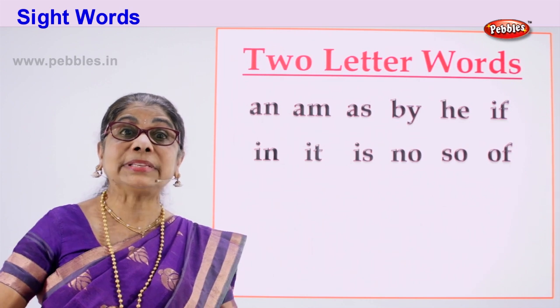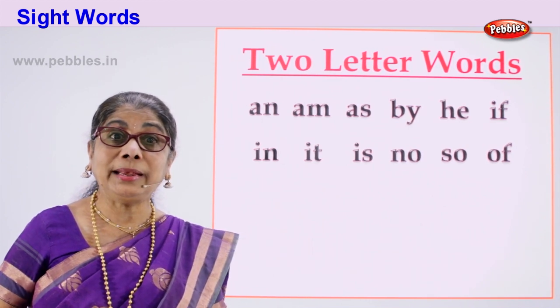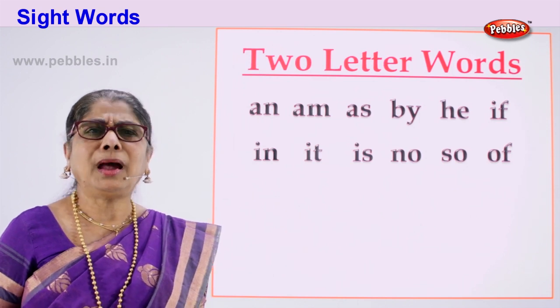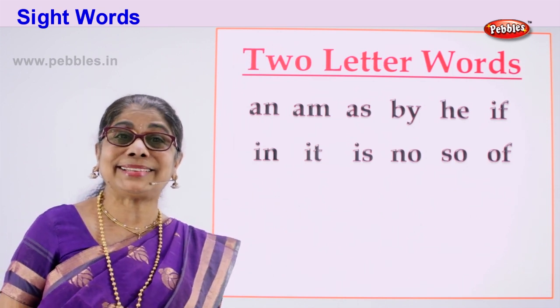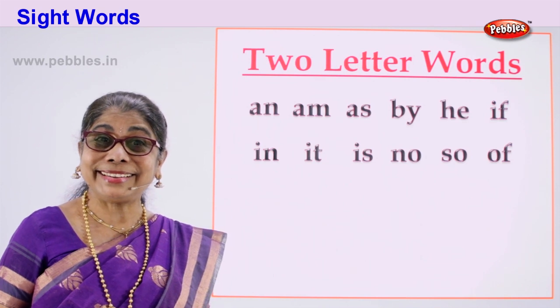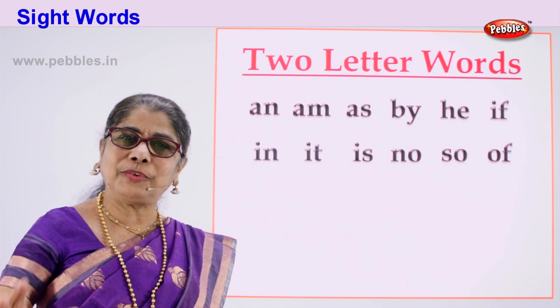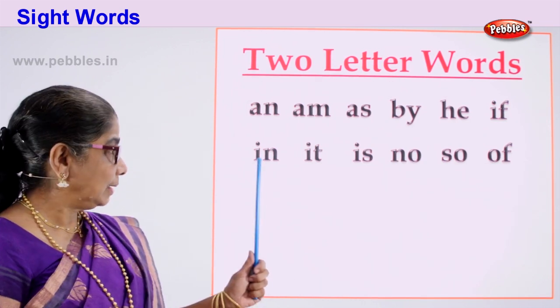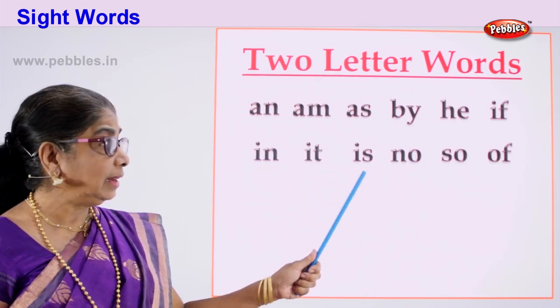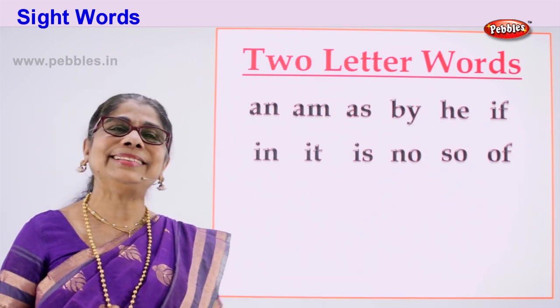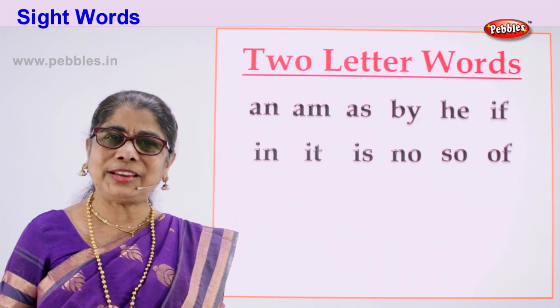Good. I'm scared of spiders. I'm scared of darkness. I'm scared of writing tests. Good. Now, read this sight word quickly for me. Let's see who is the smartest. Good. In, it, is, no. So, of. Excellent. Shall we take another set of sight words?